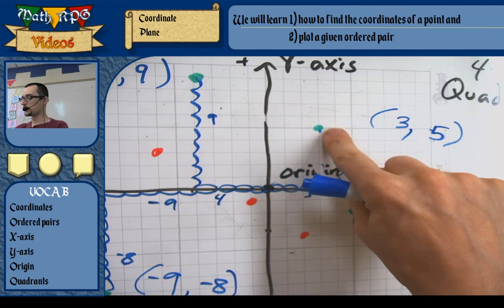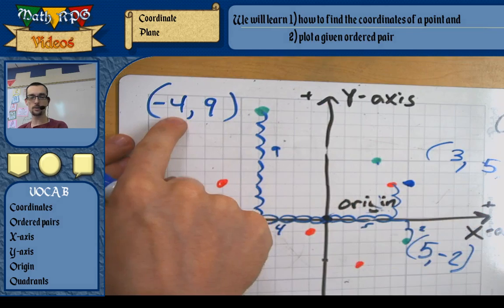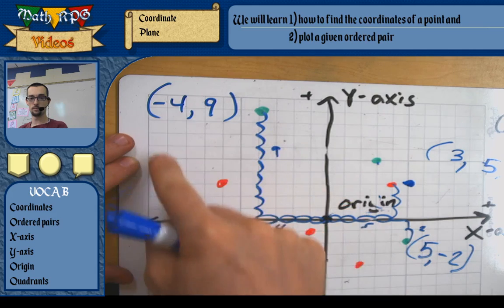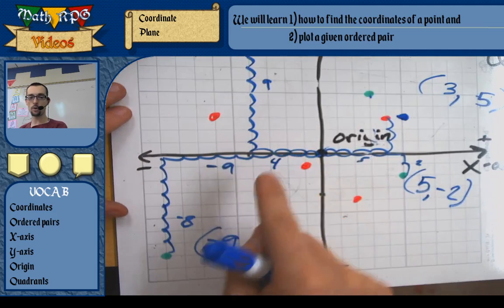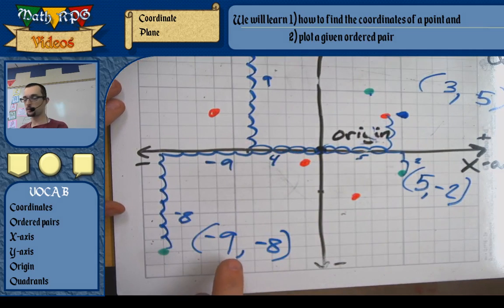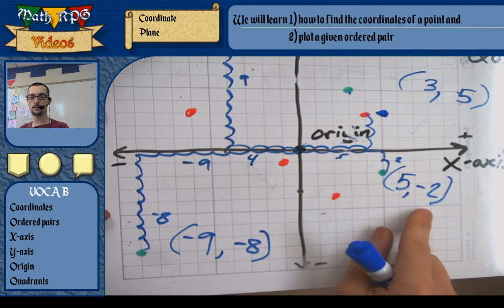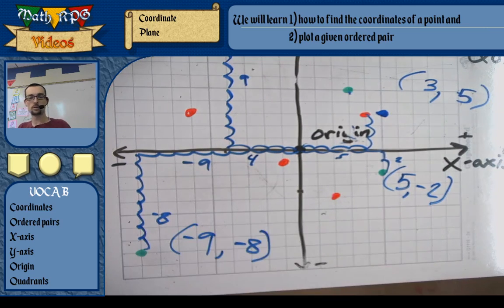Anytime my first number is negative and my second number is positive, I've got to be over here in quadrant 2. Anytime both my coordinates, x and y, are negative, I've got to be in quadrant 3. And anytime my x is positive and my y is negative, I have to be in quadrant 4. So you can tell just by looking at the coordinates of a point, without even plotting it, in what quadrant that point will be found. 1, 2, 3, or 4.